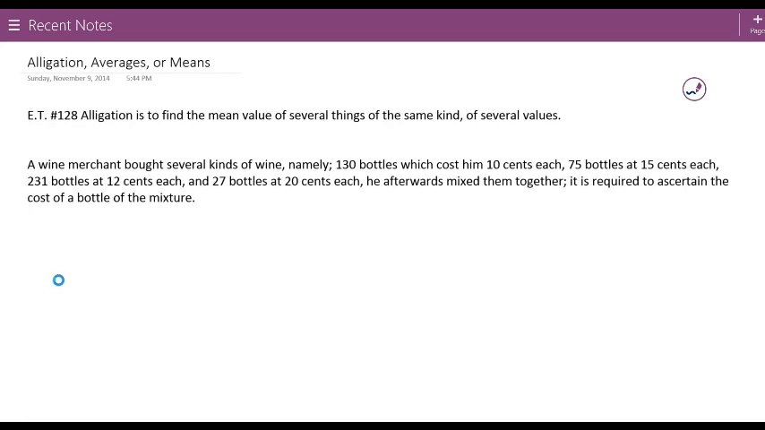McCreary. Today we're going to talk about allegations, also sometimes called averages or means. So if you've heard those terms before, that's what we're talking about. In Elementary Treatise section 128, it says an allegation is to find the mean value of several things of the same kind that have several values.